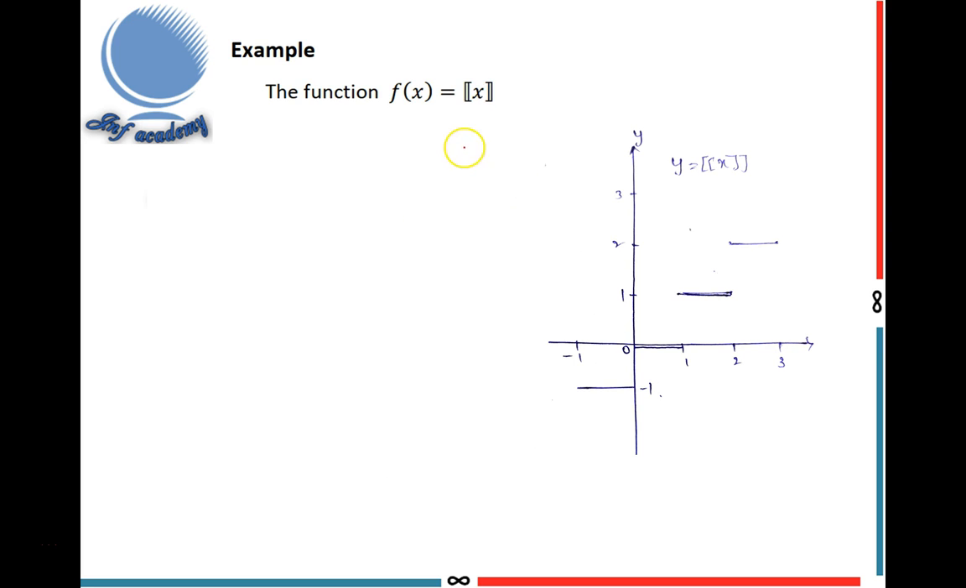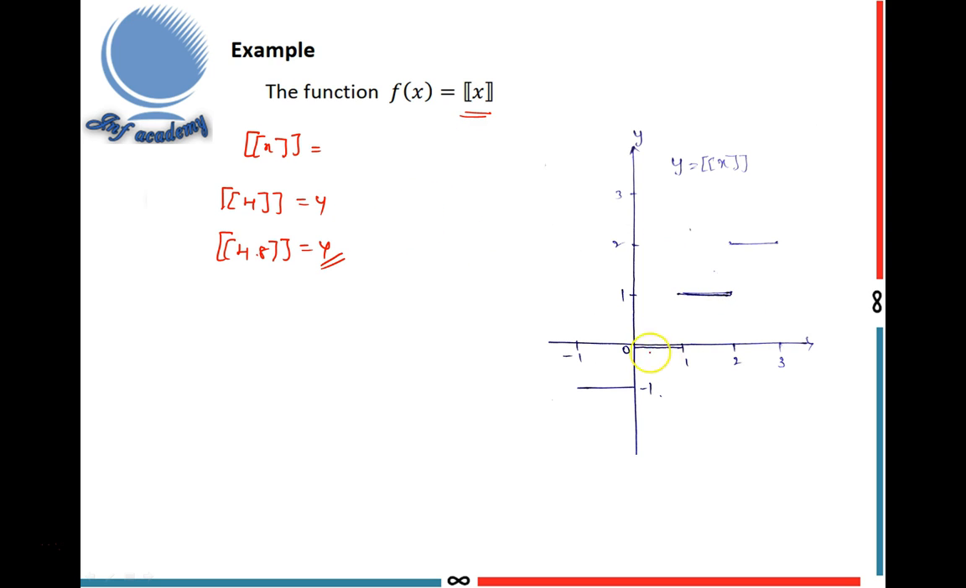Next, I will give another example. Here the function I discussed is f of x equal to the greatest integer of x, the greatest integer function. This is the graph of the greatest integer function. The greatest integer function of x is defined as the largest integer that is less than or equal to x. For example, the greatest integer value of 4 is 4, but the greatest integer value of 4.8 is also 4. This is the definition of the greatest integer function.